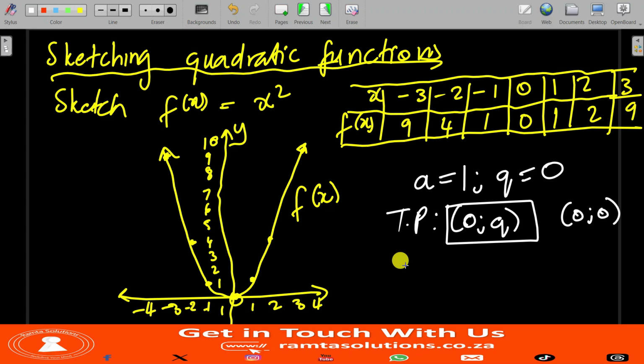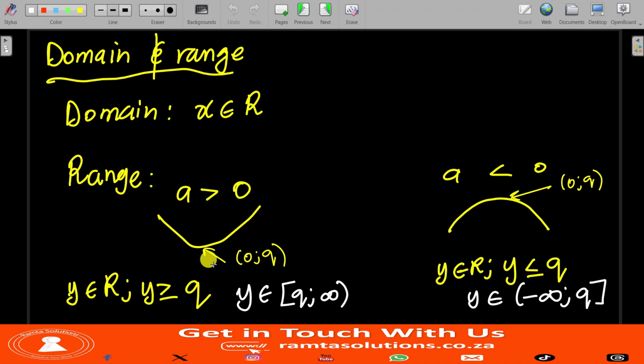Perfect. Now, what is the range? The range, y is an element of real numbers, but where does it start? It starts at q, y equals 0. So we then say y is greater or equal to 0, as you can see. And this is what we said previously. Do you guys see that?